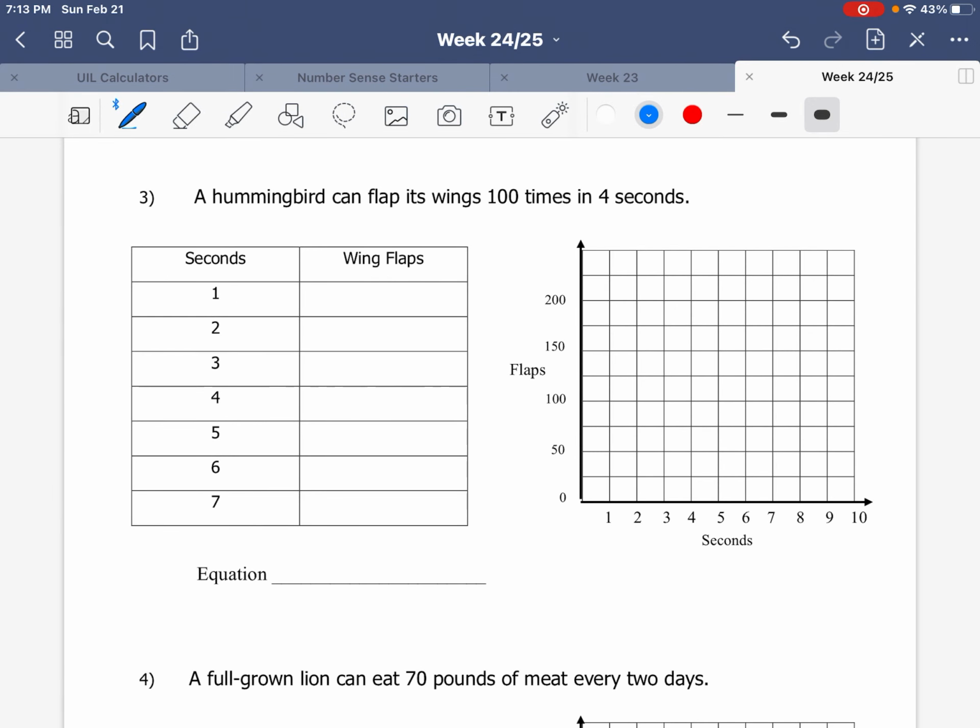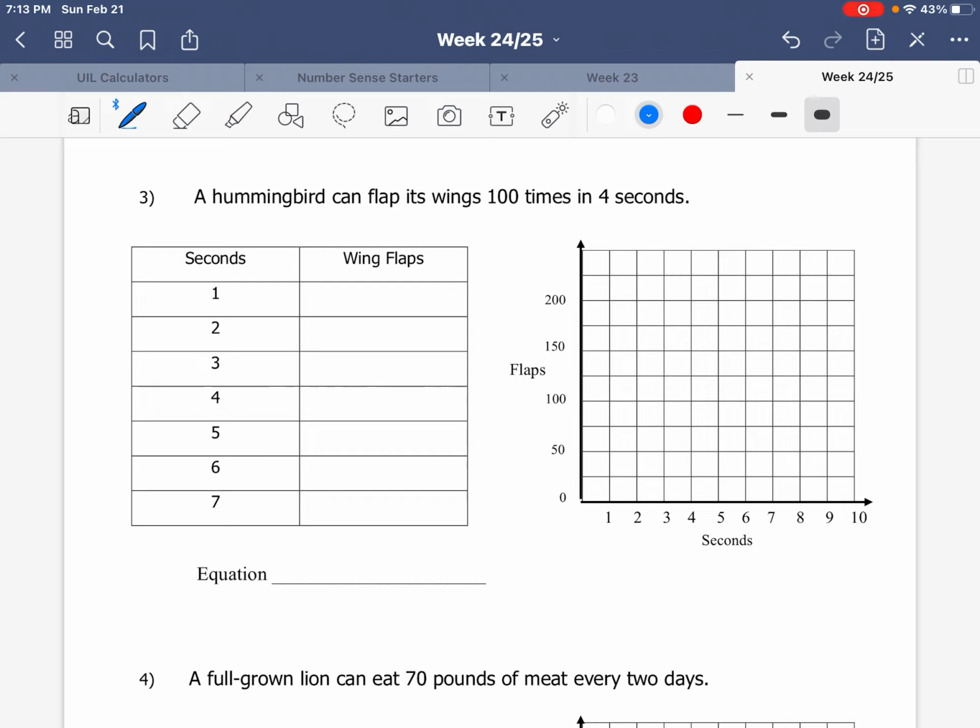Number 3, a hummingbird can flap its wings 100 times in 4 seconds. So how many times in 1 second? Well, again, we'll divide the number of flaps by the number of seconds, or the thing that's happening by the time. 100 divided by 4 would be 25. So in 1 second, that's 25 wing flaps. In 2 seconds, 50. In 3, 75. In 4, 100. We already knew that. It was given to us here.